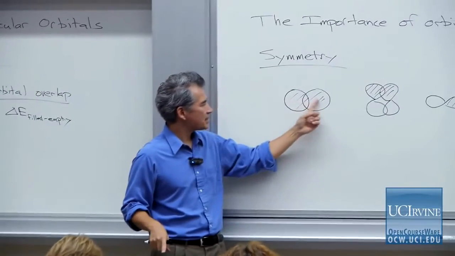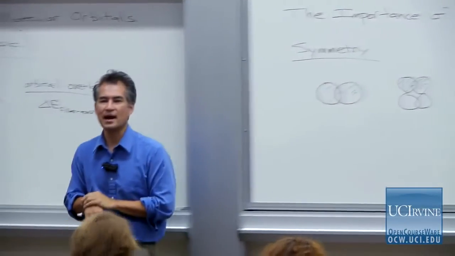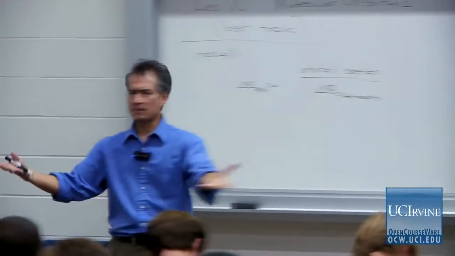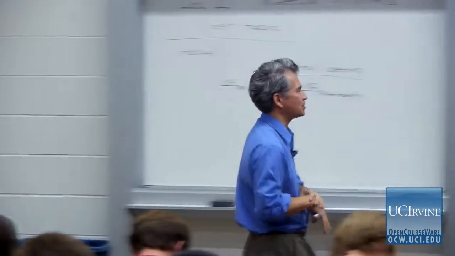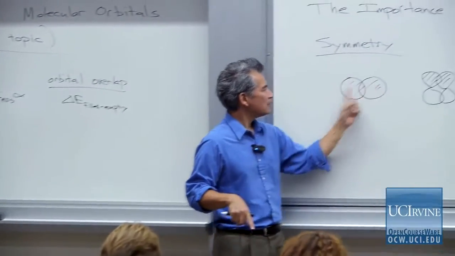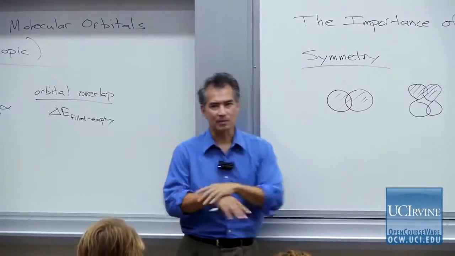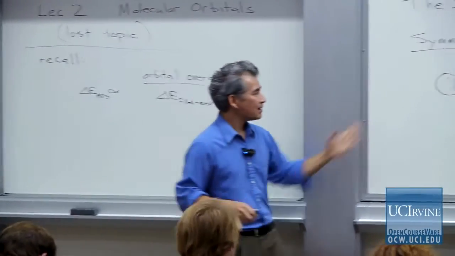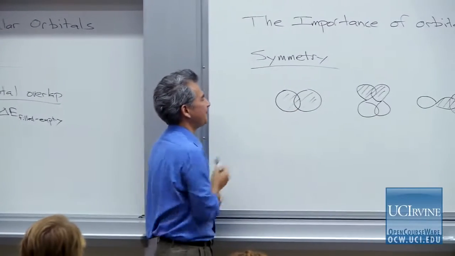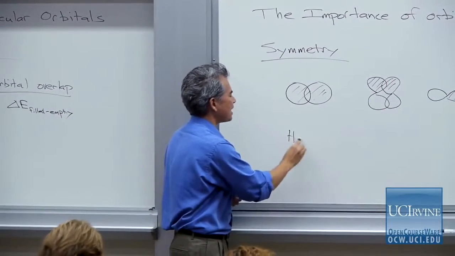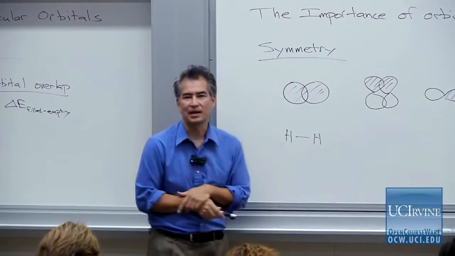Let's imagine some example where we have two s orbitals interacting with each other. For example, to make a hydrogen molecule, two H's. As long as I have two s orbitals, these are 1s orbitals, interacting with each other, I can imagine some combination where I have like phases. And that's the kind of interaction that would lead to a hydrogen-hydrogen bond.